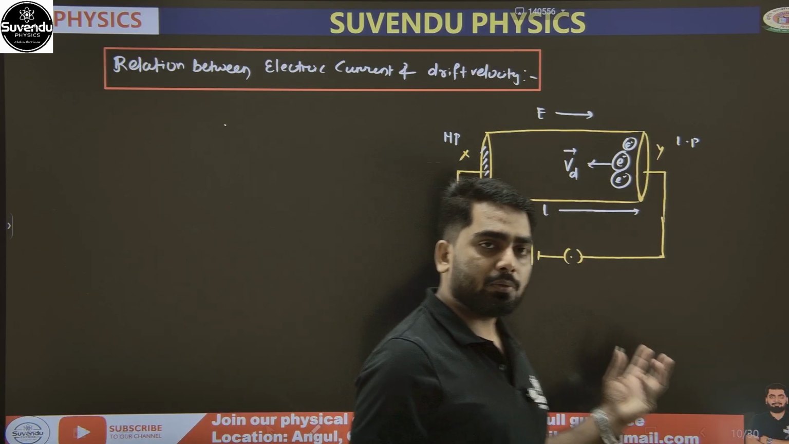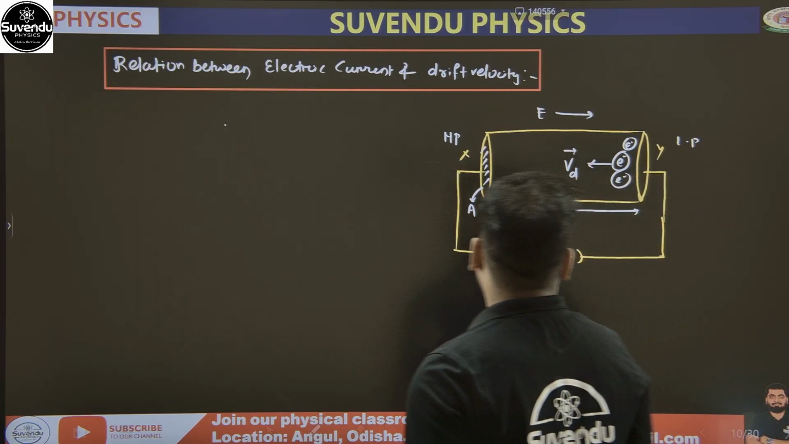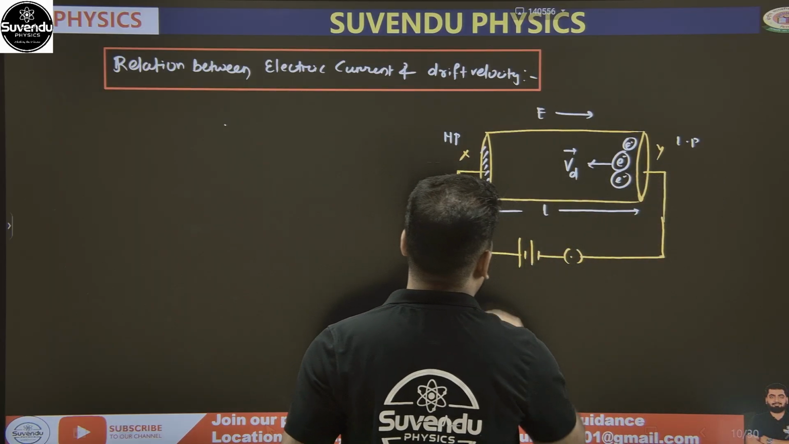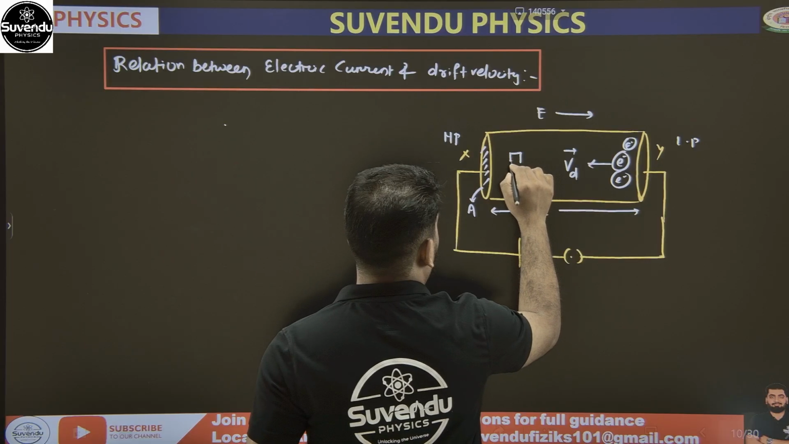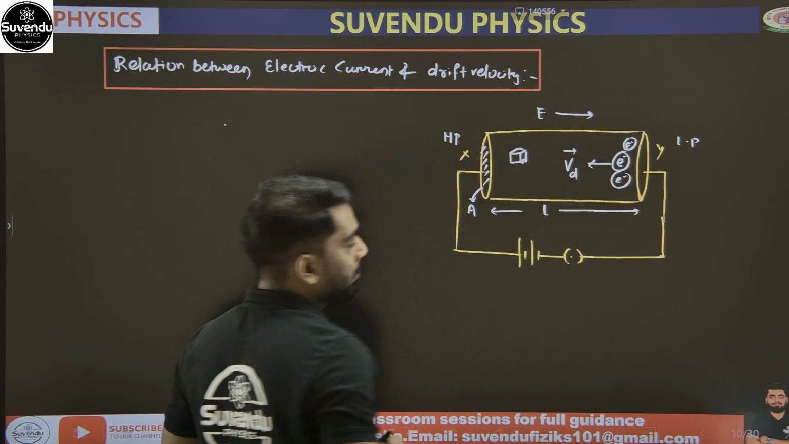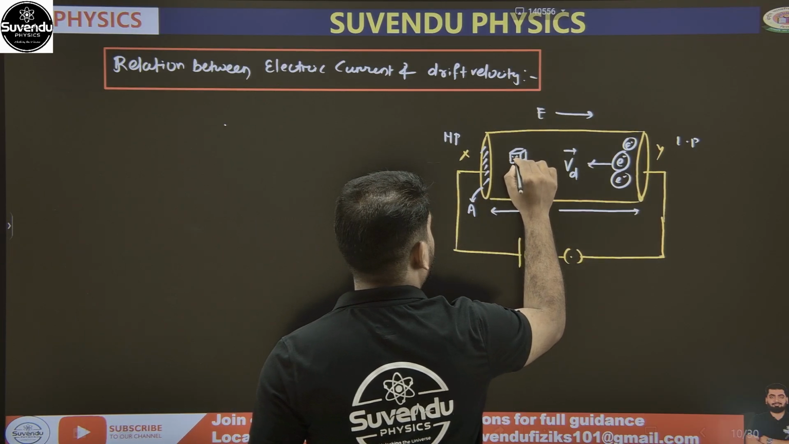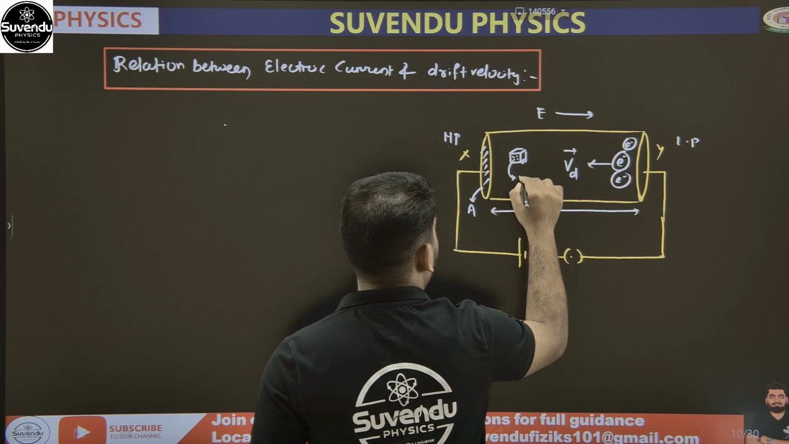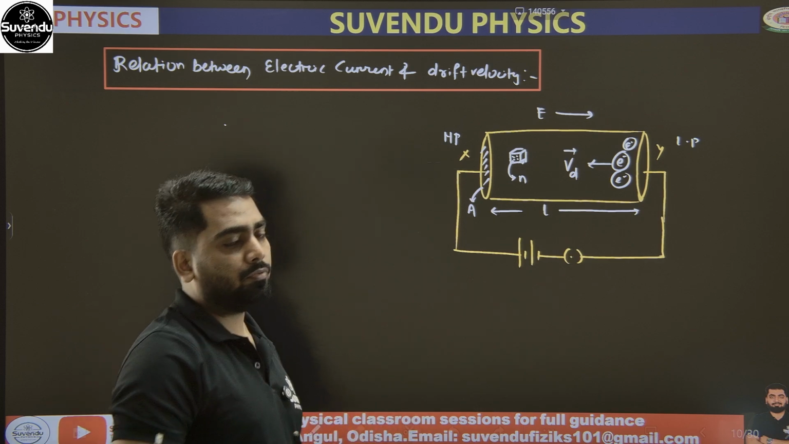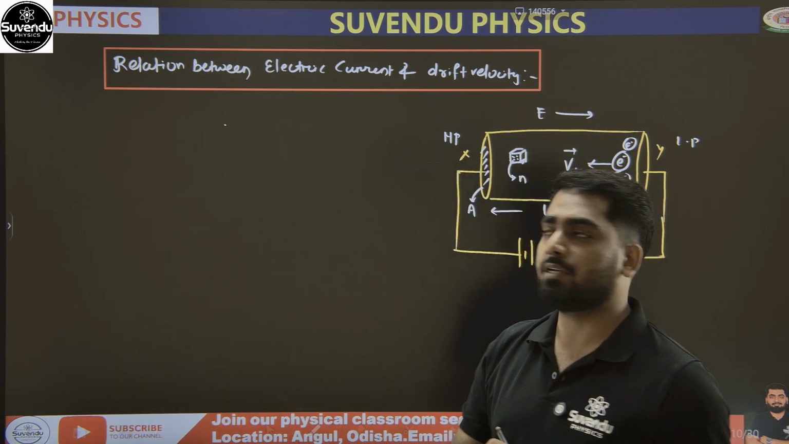You have to write all these things systematically. Then, let small n be the number density of electrons. What is being shown? I am considering one unit volume. So in unit volume, how many electrons are available? Let it be small n. That is called the number of electrons present per unit volume, which is called the number density of electrons.